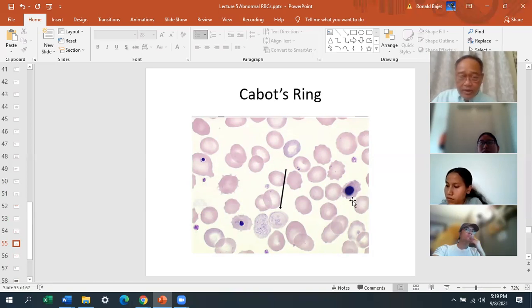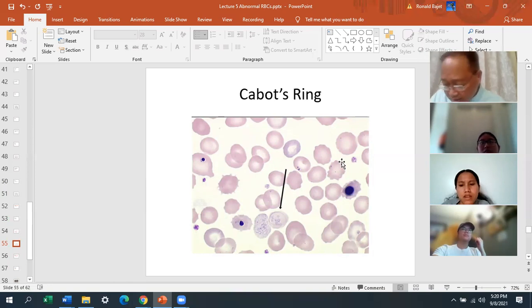What do you think this is? Anybody? Anybody care to venture a guess? Polychromasia? The nucleus? Say it again, louder. NRBC. Yes, that's an NRBC. The thing about a nucleated red blood cell, it never fails: the nucleus is perfectly round and it's jet black.